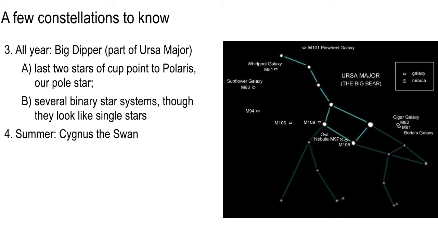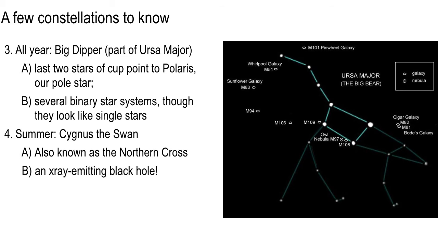Summer constellation: Cygnus the Swan, also known as the Northern Cross. It looks like a cross, and the long arm of the cross, the down post, if you're thinking of it as a swan, is the long neck of the swan. And it appears to be flying down the Milky Way. So if you can see the Northern Cross in the summer, it's flying along the Milky Way.